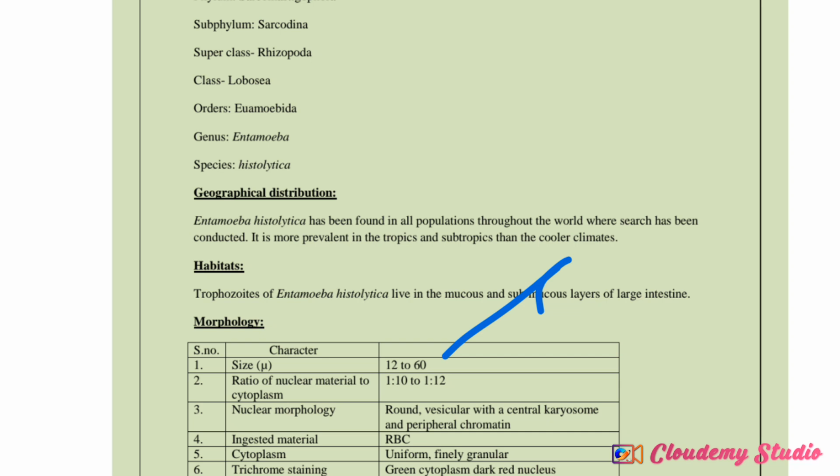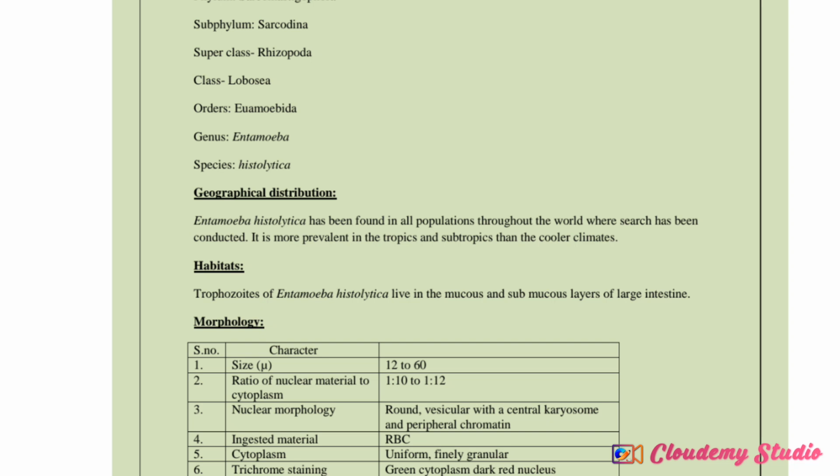So they are not really found in places where the weather is cool, but they are found in tropical and subtropical regions. Now, what about their habits and habitats? The trophozoite of Entamoeba lives in the mucus and submucous layer of the large intestine. Hence, I can mention in my own words that Entamoeba are endoparasites that live in the upper part of the large intestine, that is the colon of man, and they feed mainly on tissue of the intestinal wall and often produce severe ulcers and abscesses.